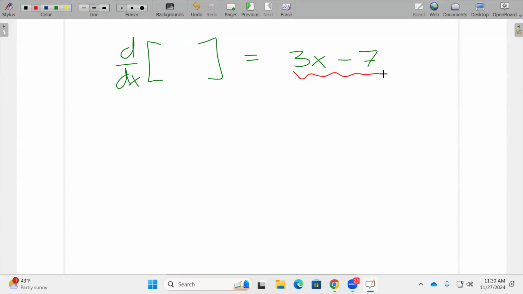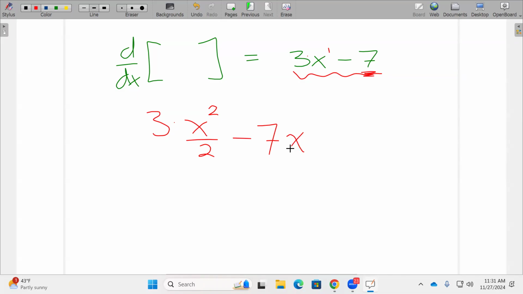So my take on it is this 3 here is a constant multiple, so it just hangs on. This I could view as x to the first, so I want to increase the power by 1 and then divide by that power. Minus 7. Well, I get a constant derivative if that was a linear function, so that must be 7x.